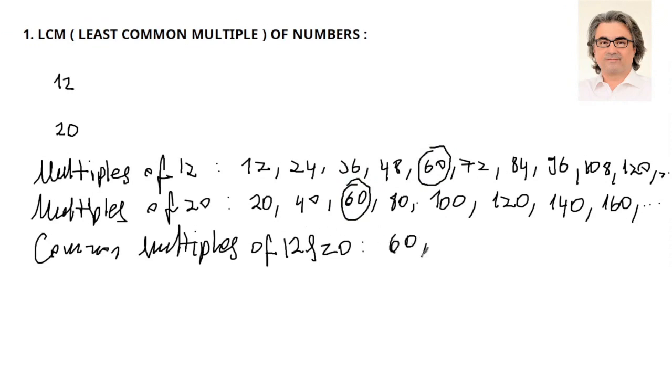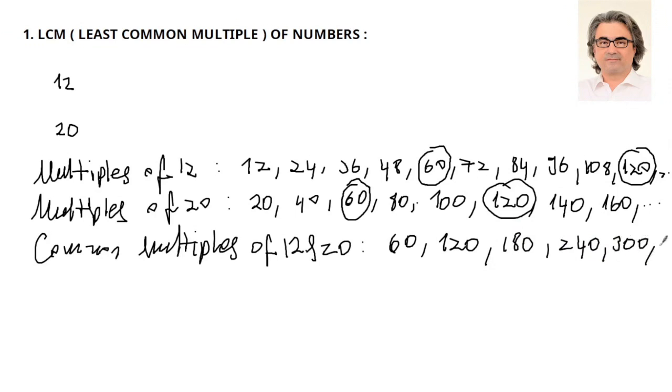After that, 60 times 2 comes, it means 120, and after that 180. If you add 60 to 120, you will get 180, and add 60 again to 180, you will get 240, and after that, if you add 60, you will get 300, and so on. It goes up to infinity.